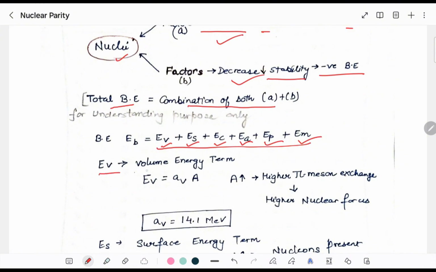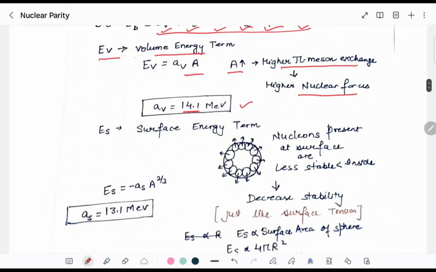Here EV is a volume energy term. In this, volume energy is directly proportional to A, where A is the number of nucleons. Higher the value of A, more will be the number of nucleons present in the nuclei, and higher will be the pi meson exchange. More the pi meson exchange, more will be the nuclear forces that will come into the picture. So the volume energy term helps in increasing the binding energy, so we will take it in the positive form, and the value of AV we must remember, which is 14.1 MeV.